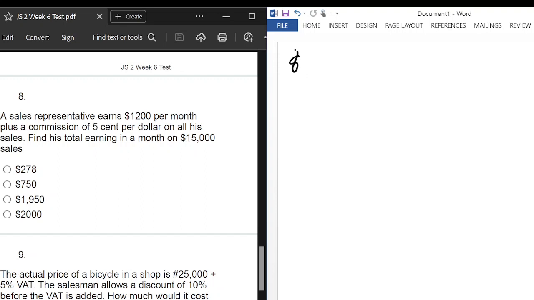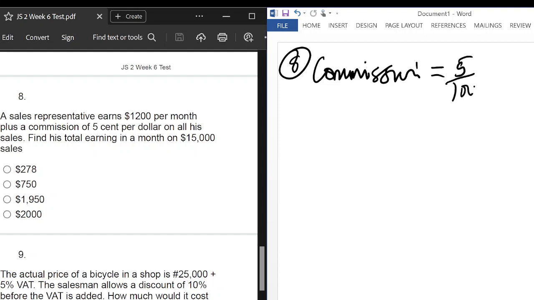Commission. That's for question number 8. Find commission. So we find commission, and that is 5% multiplied by 15,000. 0 cancel 0. So 150 times 5. That is 750. So the commission is 750. So find his total earning.